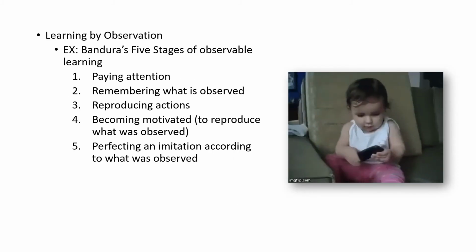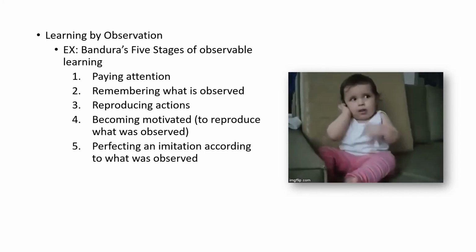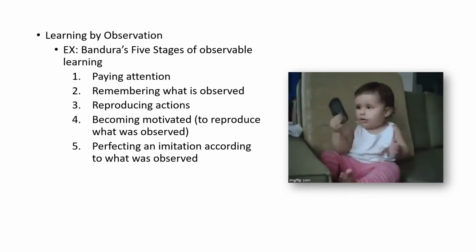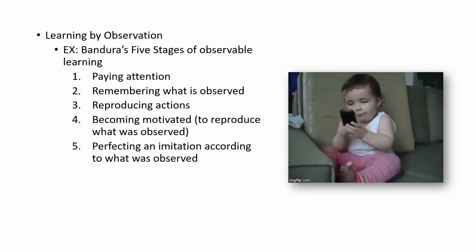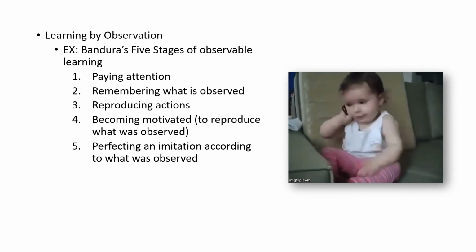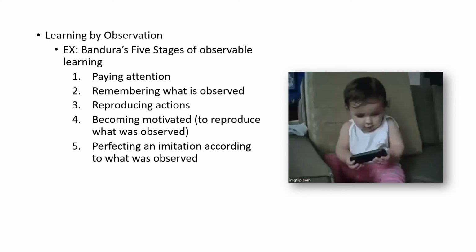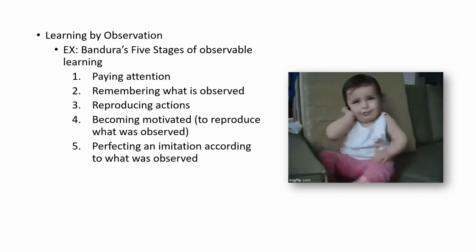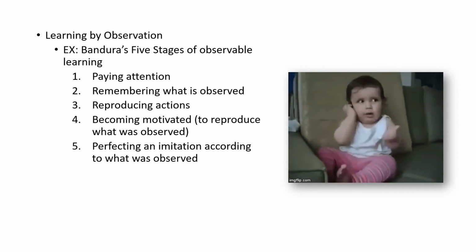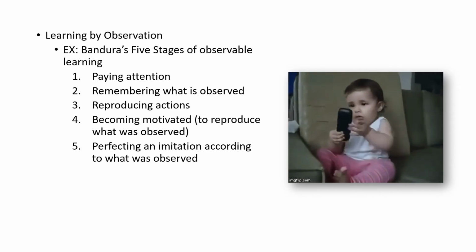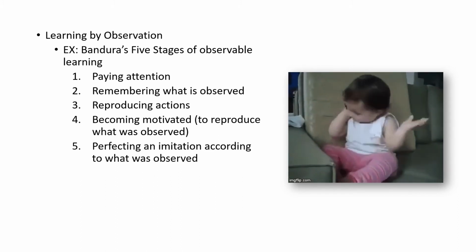Learning by observation, which basically means learning by seeing or witnessing something. And this is from Bandura's 5 stages of observable learning. The first one would be paying attention. So the child's paying attention to what's going on or engaged. They're going to be remembering what they observe. That's 2. 3 would be reproducing these actions, which is basically redoing what they saw. 4 is becoming motivated to reproduce these things that were observed. So why would they want to do these things? And then 5 is perfecting an imitation according to what is observed. So 5 is basically practice making perfect.